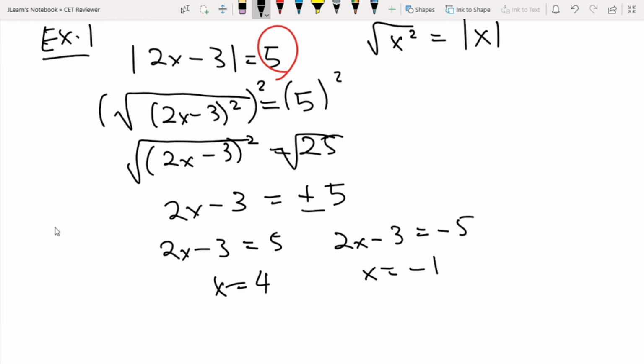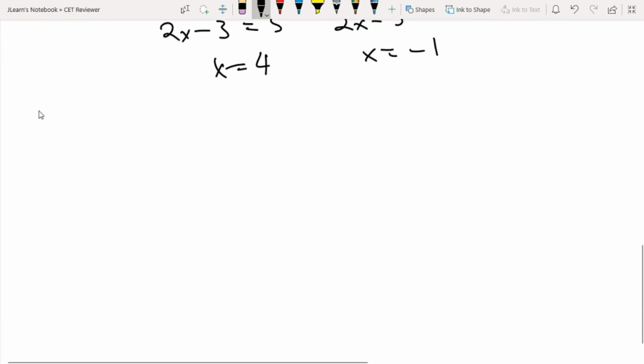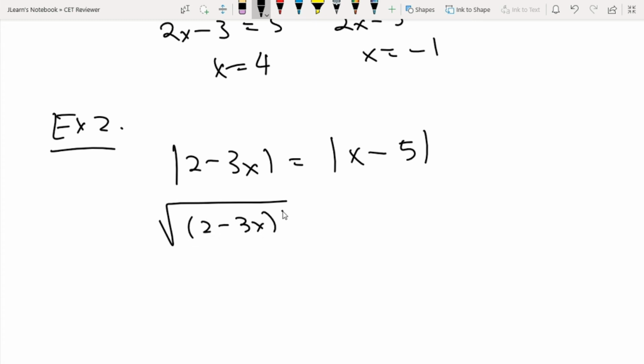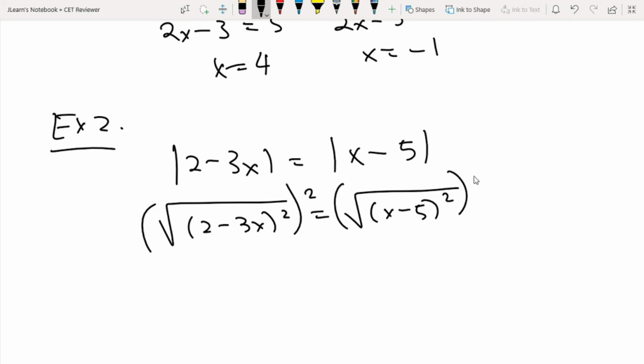And we will apply the same idea, no? Pero medyo mas mahirap naman. So, let's say, example 2. Let's say, absolute value ng 2 minus 3x is equal to absolute value ng x minus 5. Again, we just apply the idea ng absolute value. No? So we can convert this into the square root ng squared. No? So this will be the square root ng 2 minus 3x squared is equal to square root ng x minus 5 squared. And again, we can just square both sides. No? We can just square both sides.